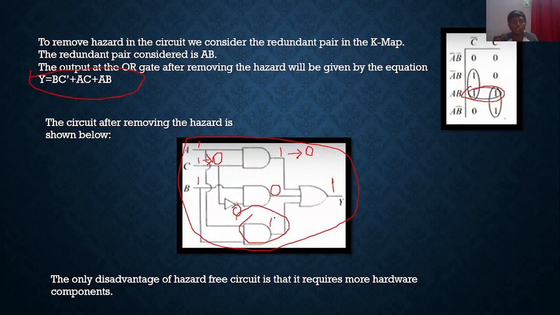So today we have learned about combinational logic circuits, static hazard, types of static hazard, static one hazard, and an example for static hazard. We have also learned how to remove static one hazard.